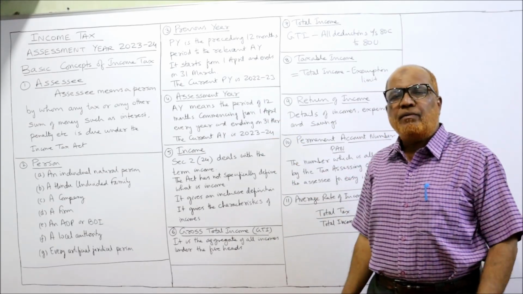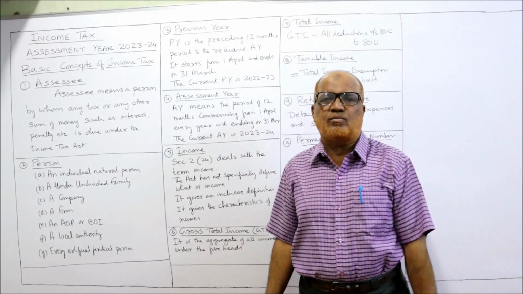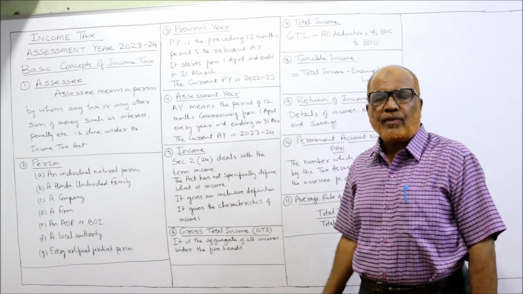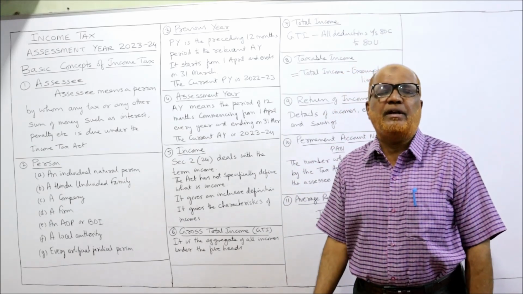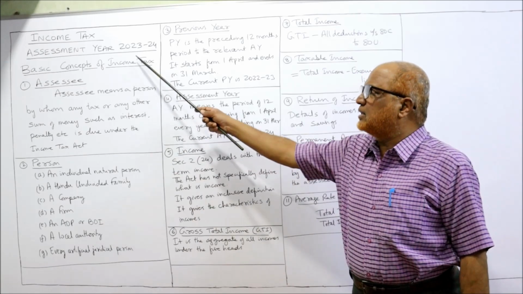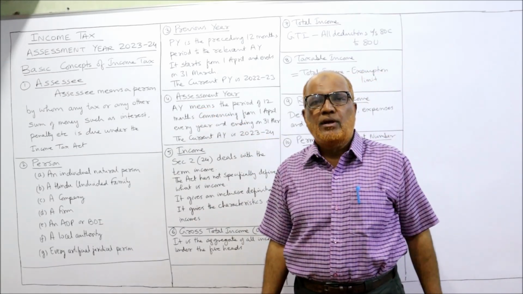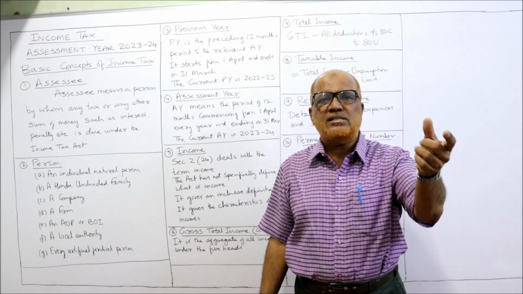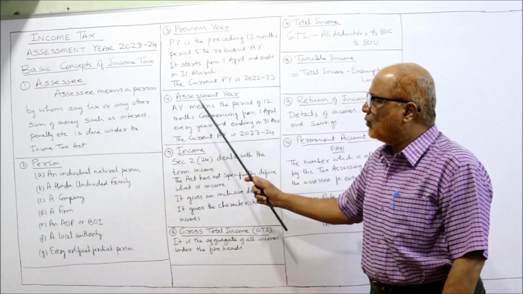Previous year. Previous year means a period of 12 months immediately preceding the assessment year. Our current assessment year is 2023-24. So immediately before this 23-24, the 12-month period is called previous year. For current assessment year 23-24, the previous year is 22-23. So the income earned during 22-23 is assessed to tax in the assessment year 23-24.